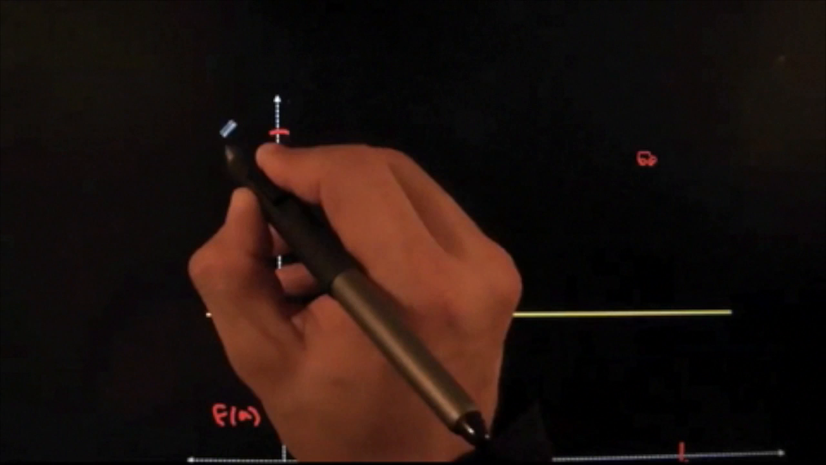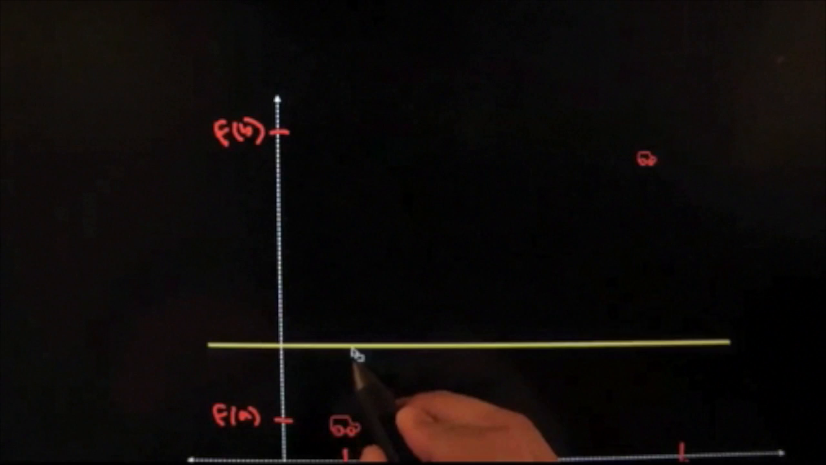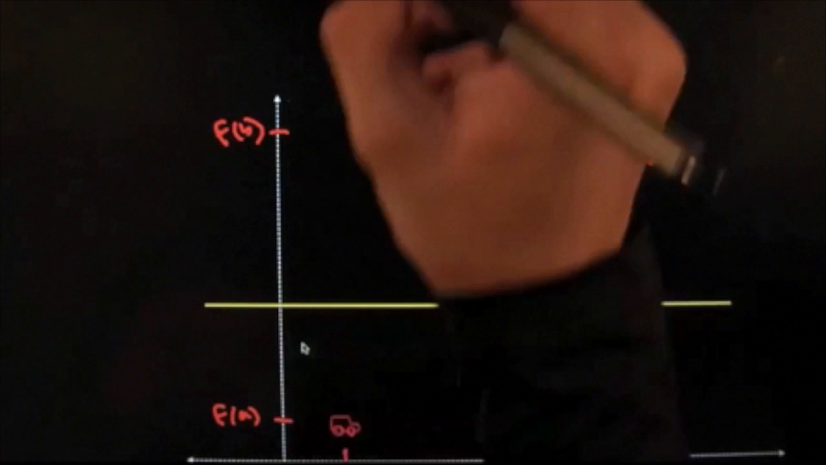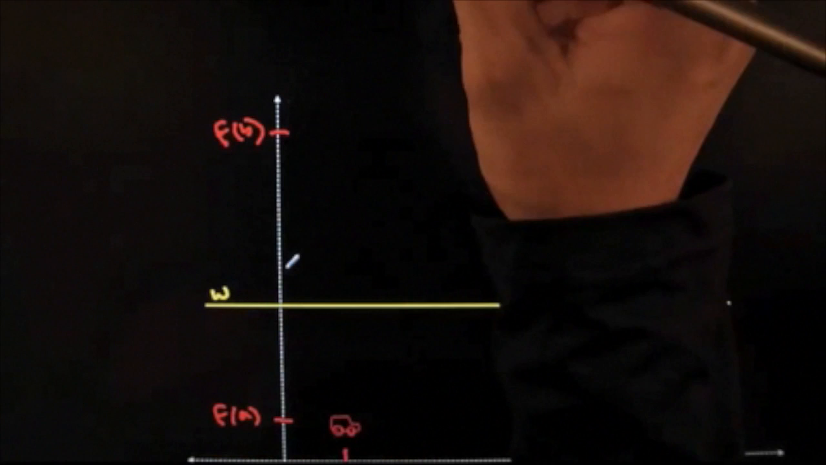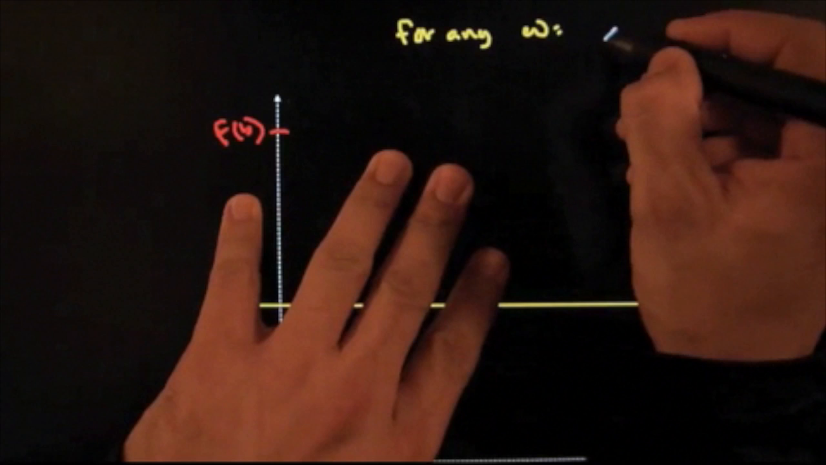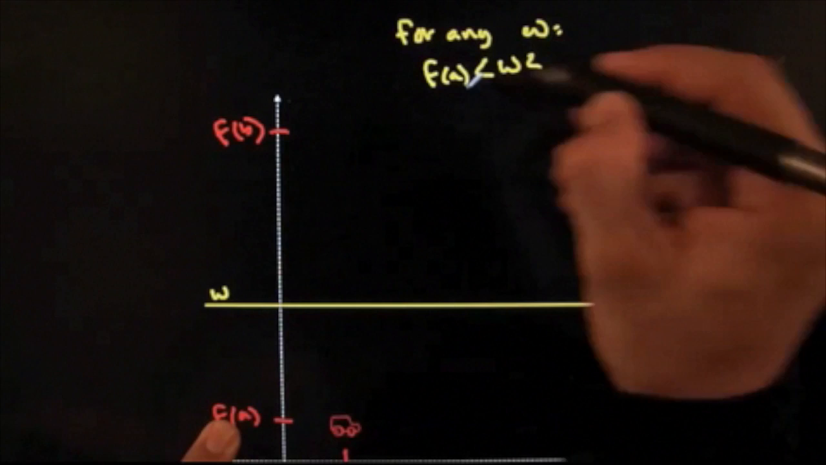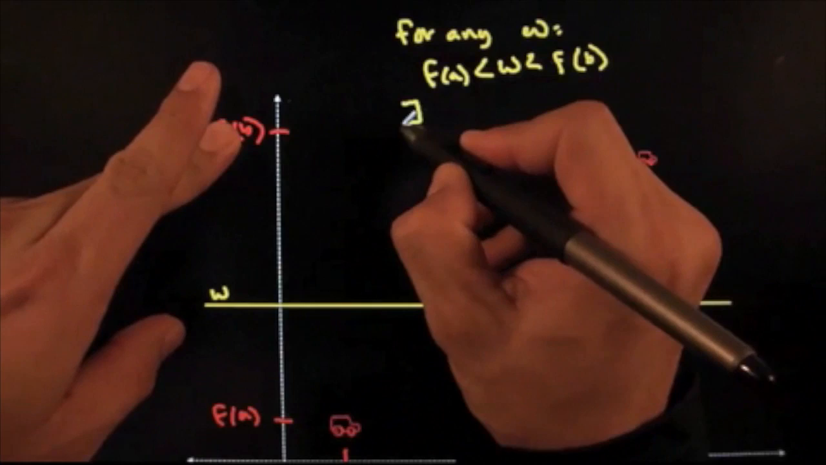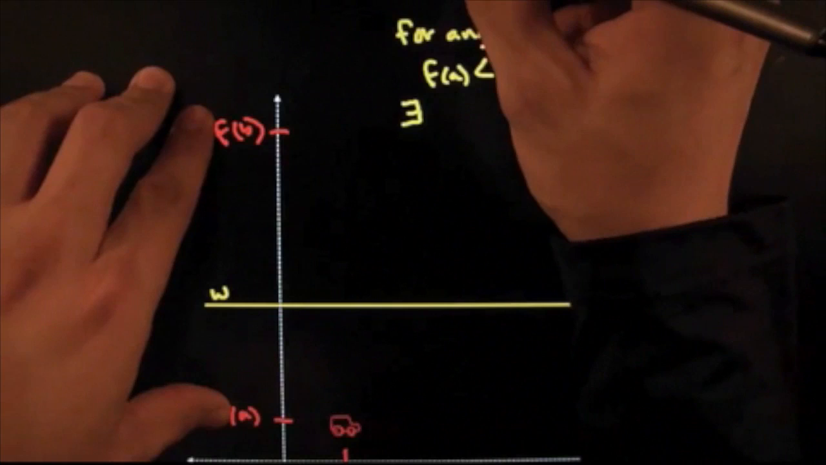You choose some value here, A, and you choose some value here, B. And you say, okay, this one is F of A, and this one is F of B. And then this value over here could be anything. Any W here that you want. And so let's call this W, the height. So the theorem would say that for any value W, where W is between F of A and F of B, there exists, that's the there exists symbol, there exists a number over here, some value here, C, where you must have crossed.